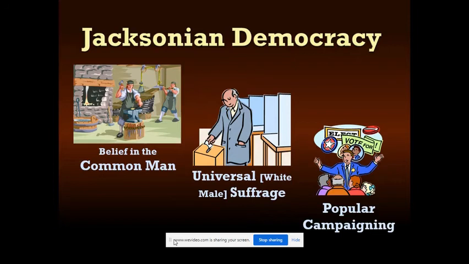Popular campaigning, going out because common men, universal white male suffrage, they're now your voting basin. It's no longer just the rich people that you have to go after. It's the common man, and you've got to sway his vote, and you've got to convince him to vote for me. And so all three of these together represent Jacksonian democracy. In essence, it's just democracy.